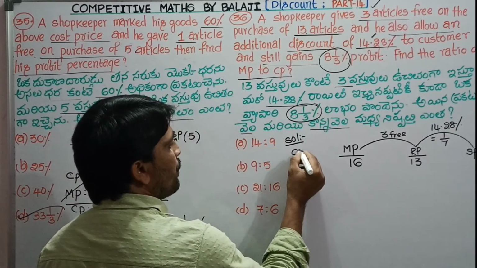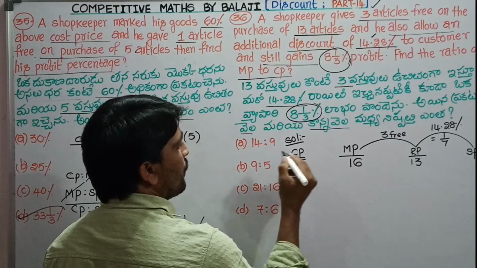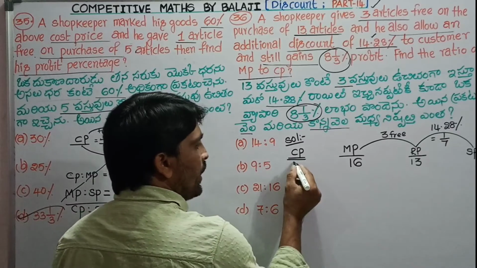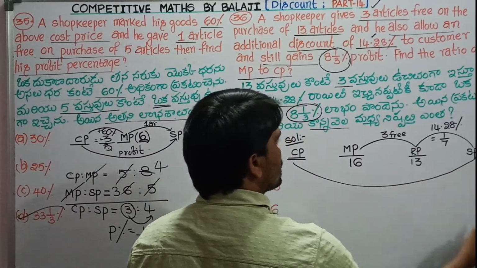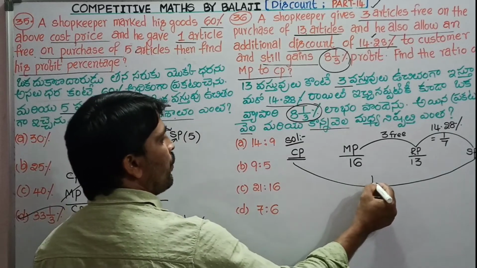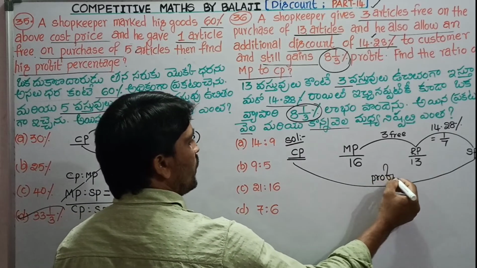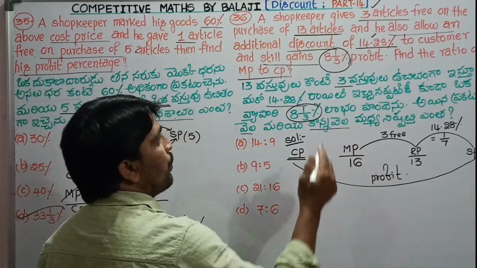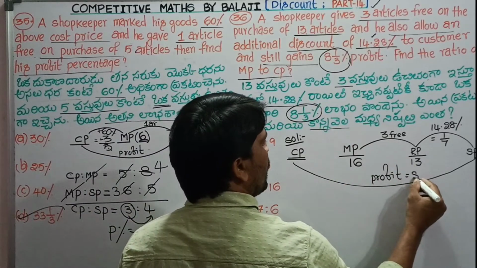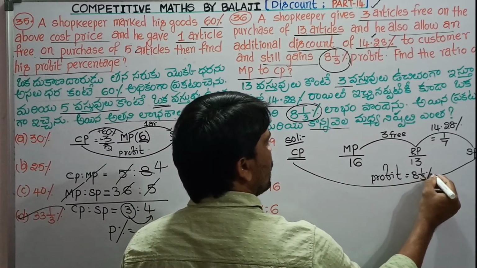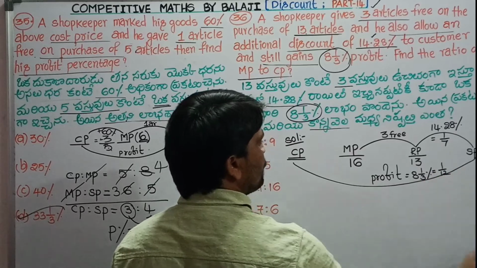Suppose the CP of the article be CP. Now the net effective ratio of cost price to selling price is the profit. Profit is given by 8 whole 1 by 3%, which is equal to 1 by 12. Okay.